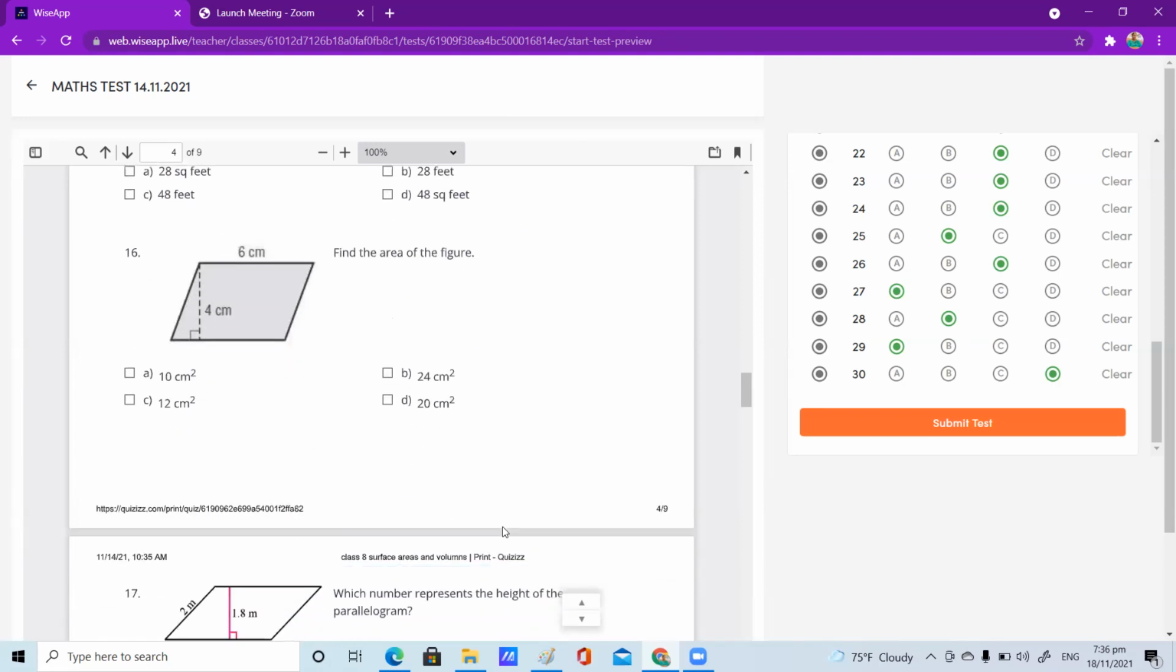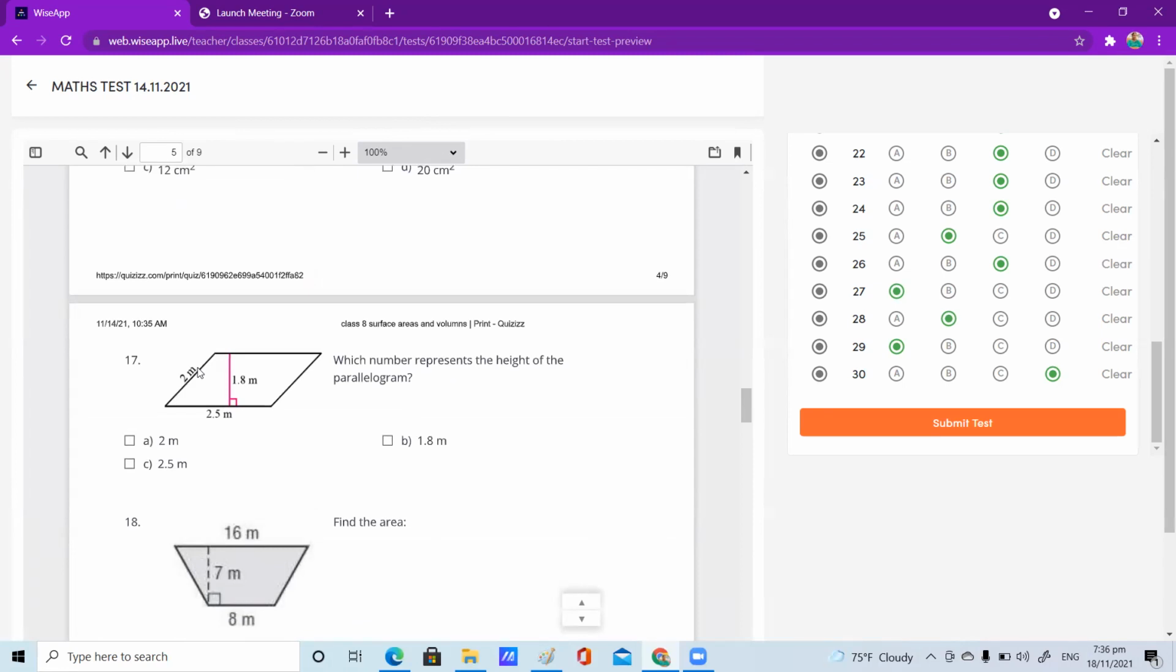Here 16th bit. 24 centimeters. Right, children. Base into height. Here find the base into height. Base is, because parallel sides in a parallelogram are equal, so base is also 6 centimeters. 6 into 4. 6 fours are 24 centimeters square.